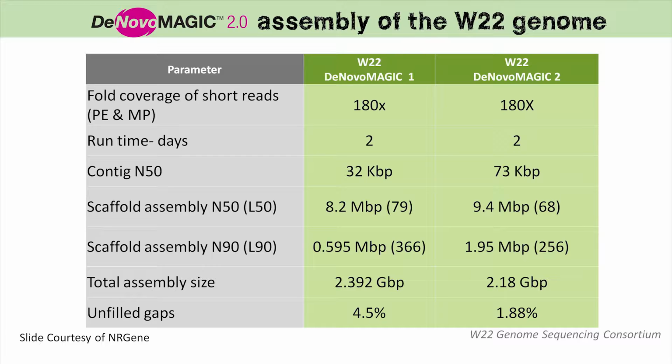So you can see the scaffold N50 of 8.2 megabase is a contig N50 of 32. This was the first iteration. We had about 4.5% gaps. The second version of the De Novo Magic software reduced our gaps to 1.8, and our scaffold N50 up to 9.4, and the contig N50 up to 73.